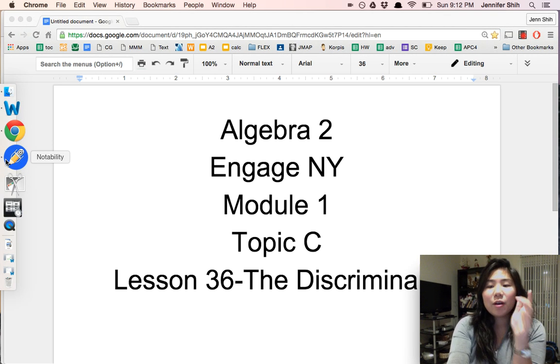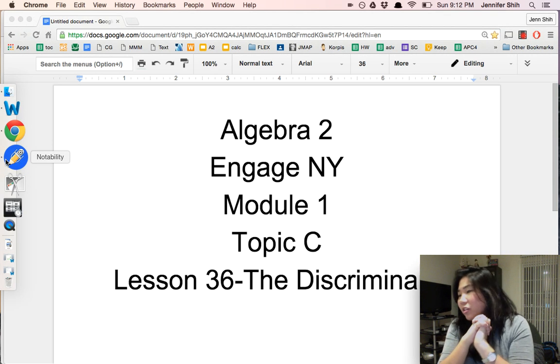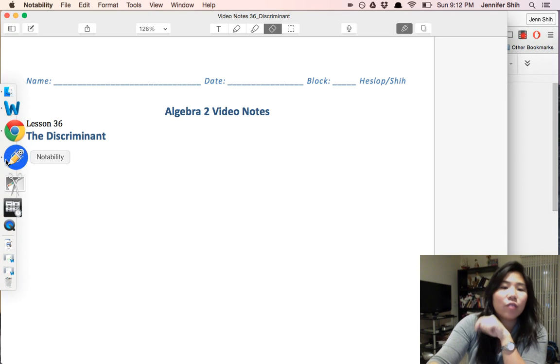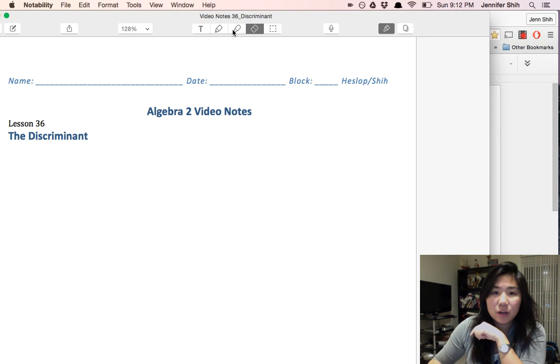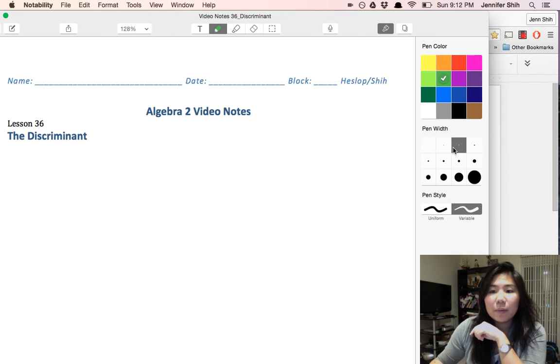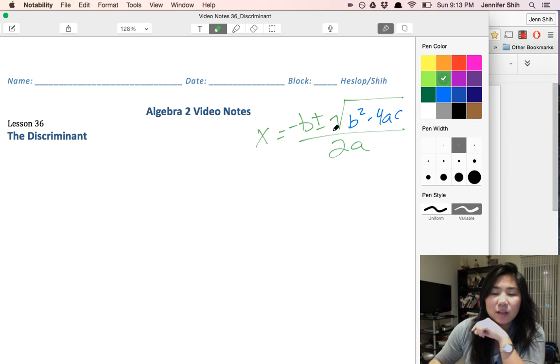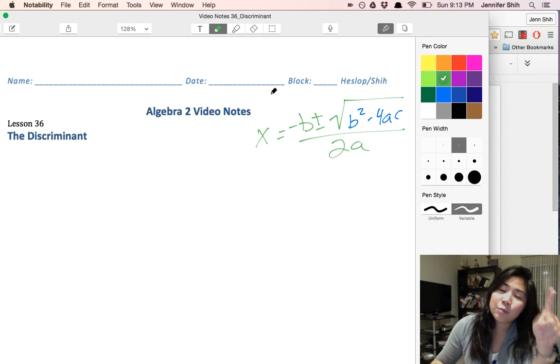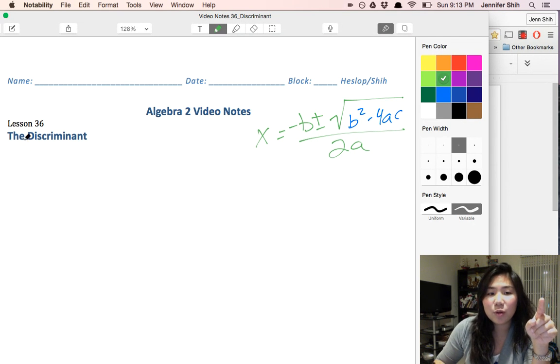Today we're going to talk about lesson 36 and the discriminant of our quadratic formula. So let's write down our quadratic formula first of all. It is x is equal to negative b plus or minus the square root of b squared minus 4ac, all over 2a. And we've talked about negative b over 2a when we talked about axis of symmetry. But today we're going to talk about the discriminant.